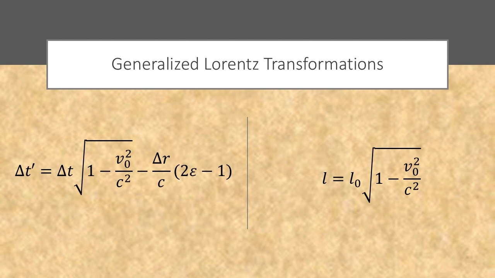The same thing happens for the time dilation formula, where the extra term is minus delta r over c times 2 epsilon minus 1. Once again, when epsilon equals 1, the extra term reduces to minus delta r over c. At epsilon equals 1/2, it becomes 0, resulting in the standard time dilation formula. And at epsilon equals 0, it reduces to plus delta r over c. Finally, the formula for length contraction remains unchanged.